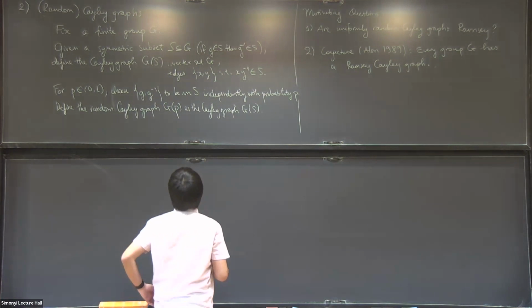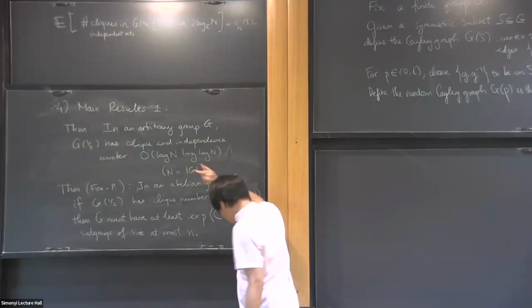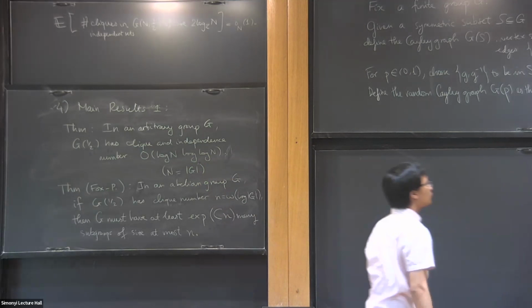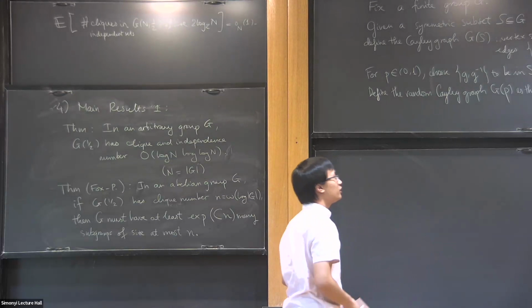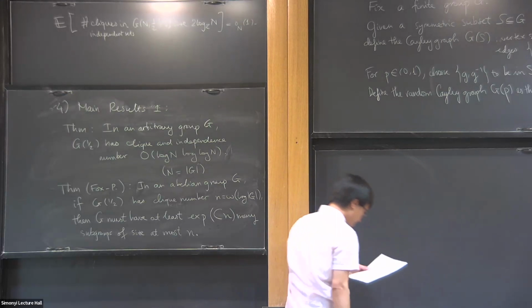So as we see, this is log n log n. In general, we cannot improve it further. I'll remark later on what we can do to fix the uniformly random Cayley graph so that we can address Alon's conjecture. That's the second part of the talk.